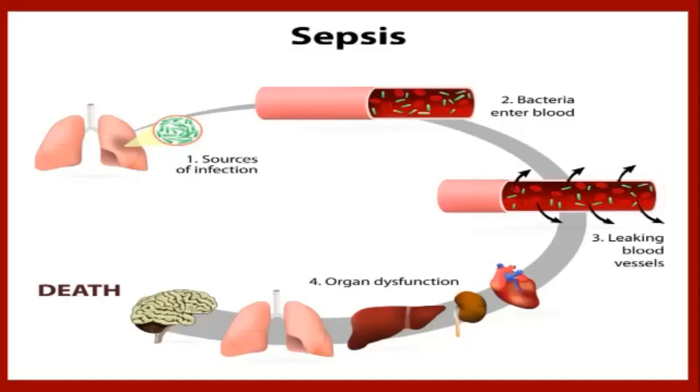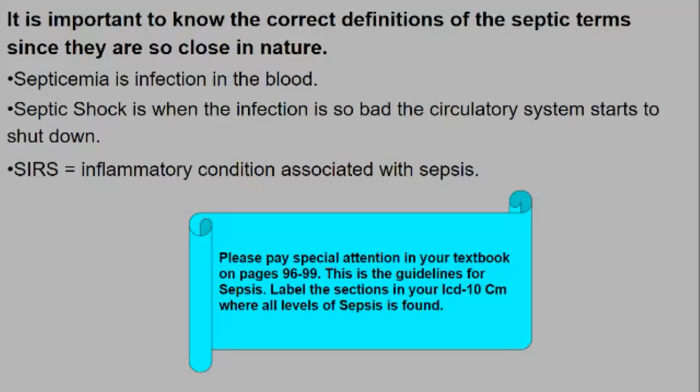Now we're going to talk about sepsis. It's very important to know the correct definitions of septic terms since they are so close in nature. For example, septicemia is an infection in the blood. Septic shock is when the infection is so bad, the circulatory system starts to shut down. And there's SIRS. It's an inflammatory condition associated with sepsis.